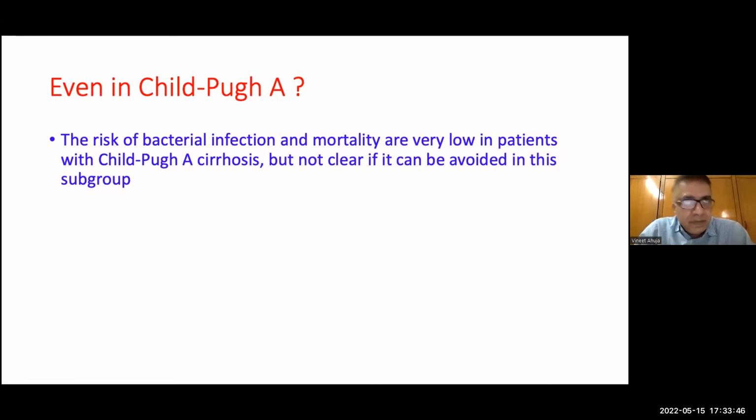Should it be given even in very stable cirrhosis? Child-Pugh A, as we talked about, is the stablest level of cirrhosis. There, it has been seen that even though the risk of bacterial infection and mortality is very low in patients with Child-Pugh A cirrhosis, it is not clear yet if it can be avoided in this subgroup. So it is better to treat even Child class A with prophylactic antibiotics in cases with variceal bleed.